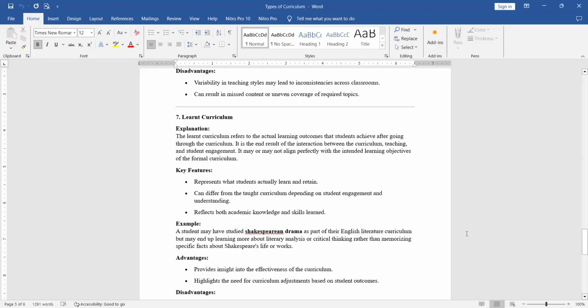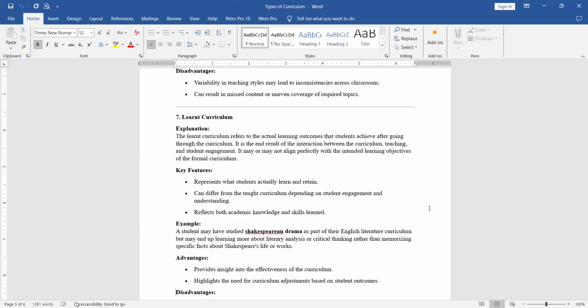Sumaya, muted. Right. Now we get to the last type. That is the learned curriculum. The learned curriculum refers to the actual learning outcomes that students achieve after going through the curriculum. The actual learning outcomes the students achieve. Realization of ILOs, intended learning outcomes of the curriculum, actually what the students achieve at the end of the learning.